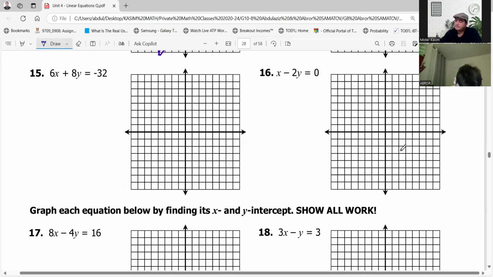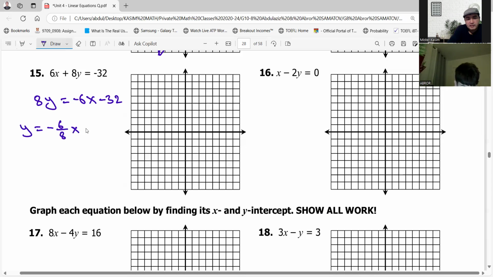Yes, Aurora. No. First, next time we will practice equations with you. Move 6x to the right-hand side. So here we have 8y is equal to negative 6x. Still, I have here negative 32, right? And now we divide by 8. So y is equal to negative 6 divided by 8, x minus 32 divided by 8.